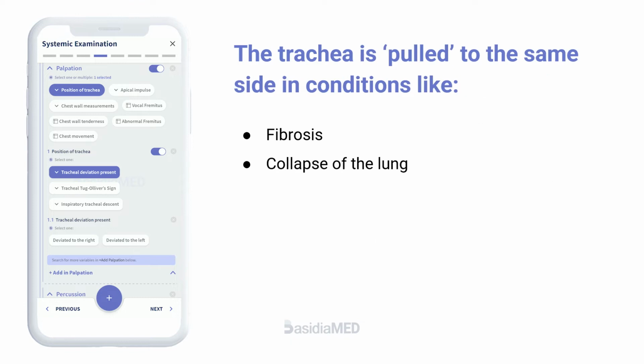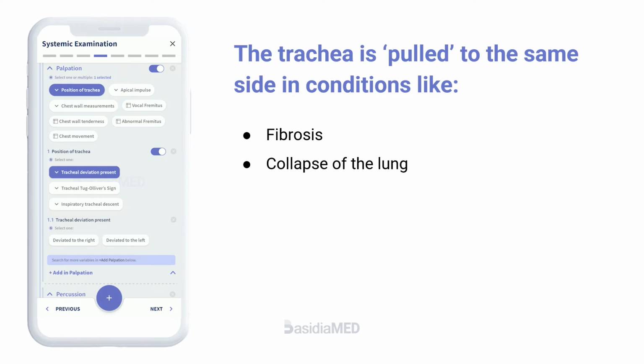The trachea is pulled to the same side in conditions like fibrosis of the lung, for example, due to tuberculosis or prior radiotherapy. Collapse of one or more segments of the lung, for example, due to infection or bronchial obstruction by tumor.